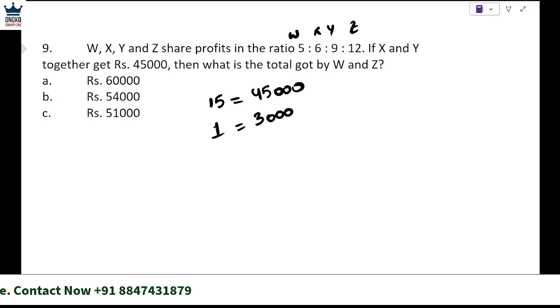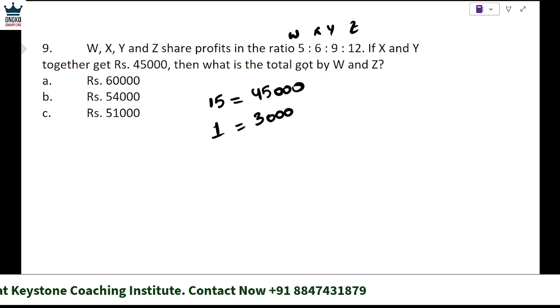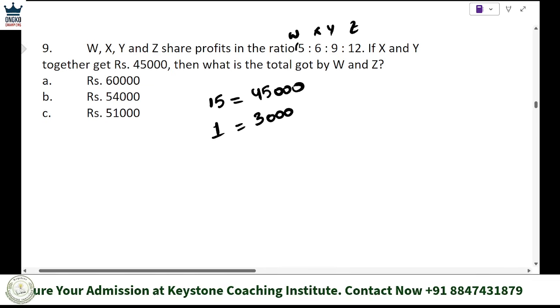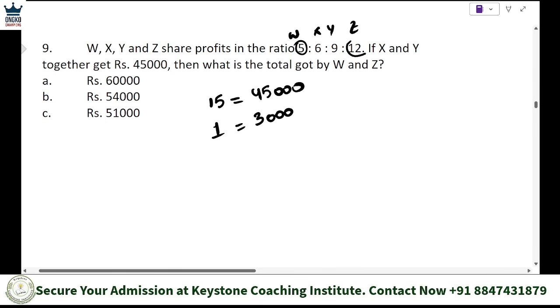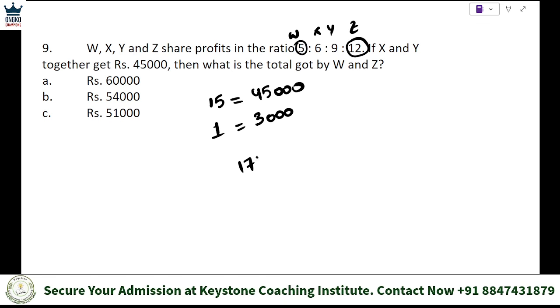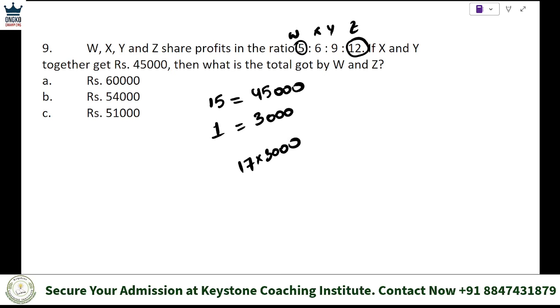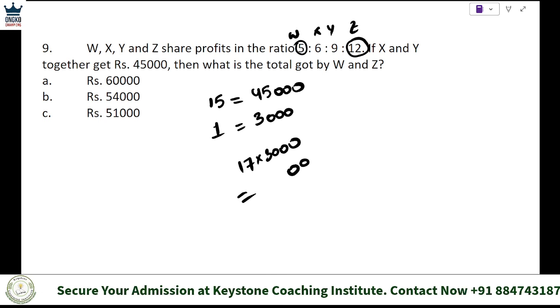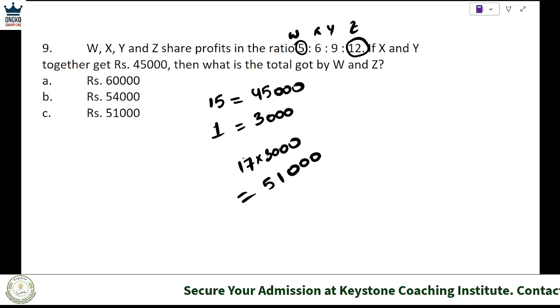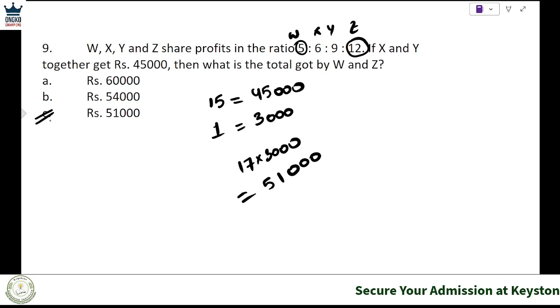Then what is the total amount got by W and Z? So W is 5 and Z is 12. That is 17. So one part is 3,000, and we multiply it with 17. 3,000 times 17 gives 51,000. That's the answer.